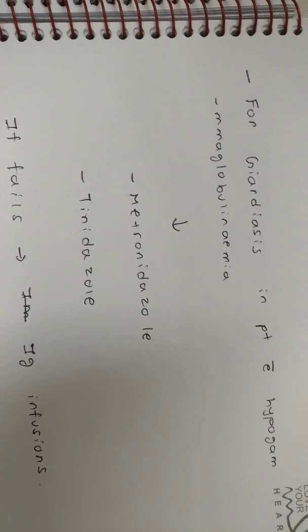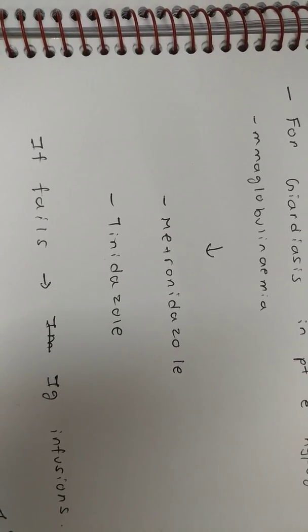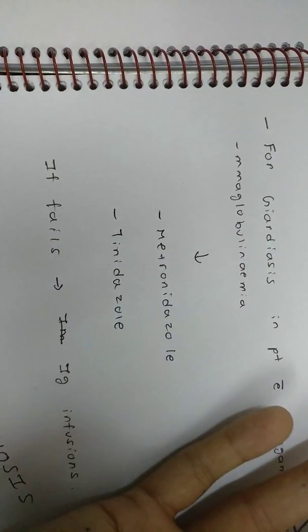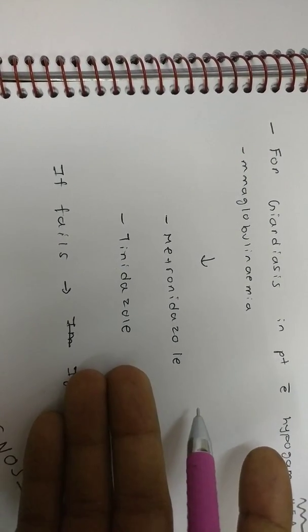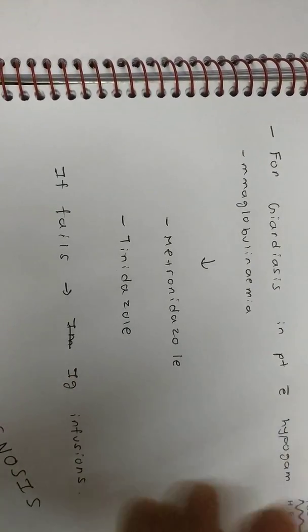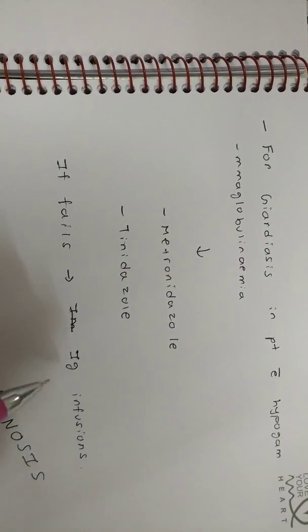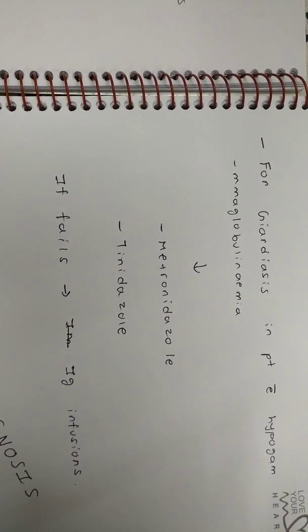Now, in most cases of people who are hypogammaglobulinemic, it has been characterized that most of the bacterial overgrowth that occurs is due to giardia. Now, in case of giardiasis, what we give is metronidazole and tinidazole. And if this fails, we usually try to give immunoglobulin infusions, which have shown promising results in this case.